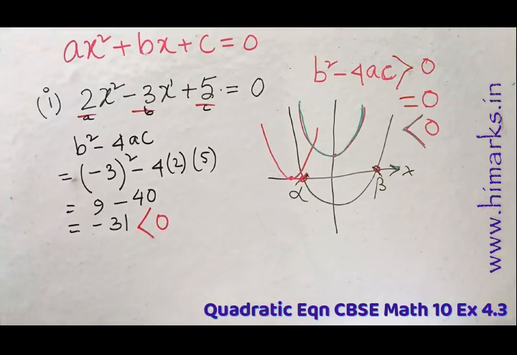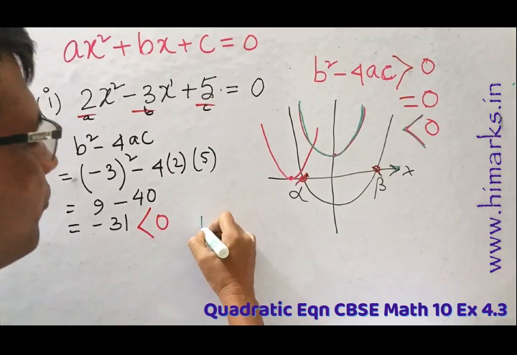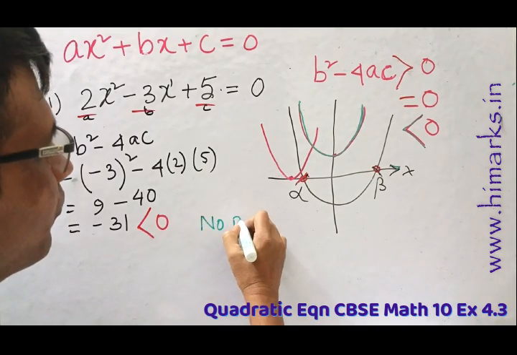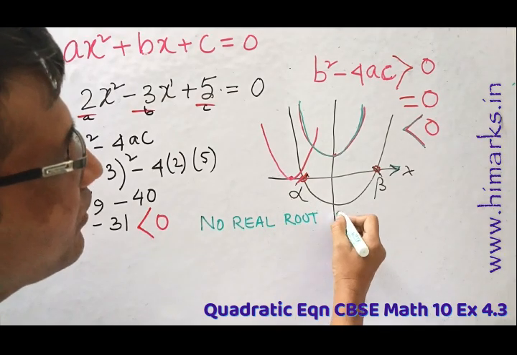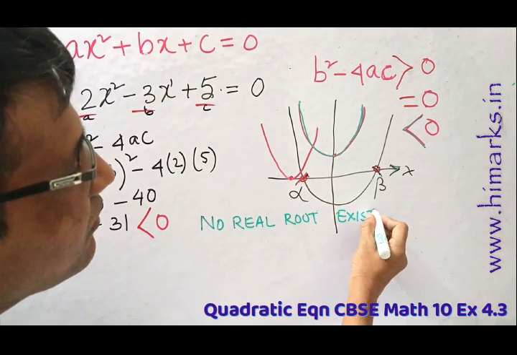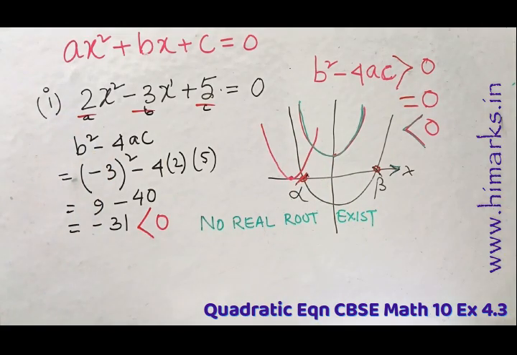So yes, a quadratic equation always has two roots. It could be two real, it could be two equal, or it could be two imaginary, but it always has two roots. So in this case, what will be the conclusion? In this case, no real root exists. Because less than 0 means no real root exists. Okay, this is the answer.